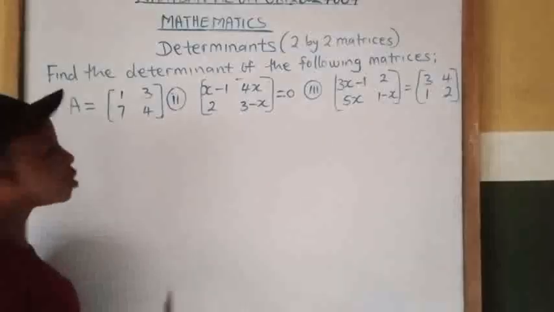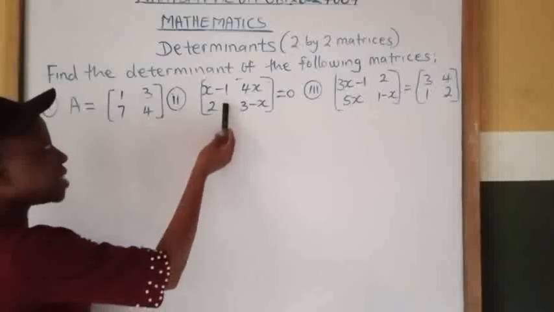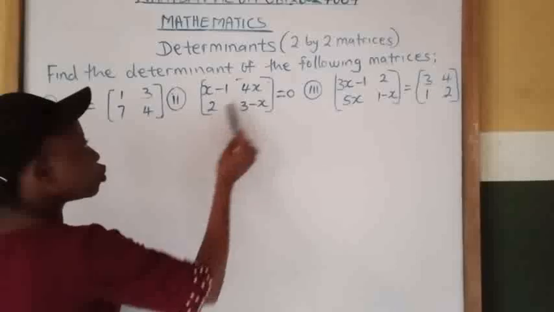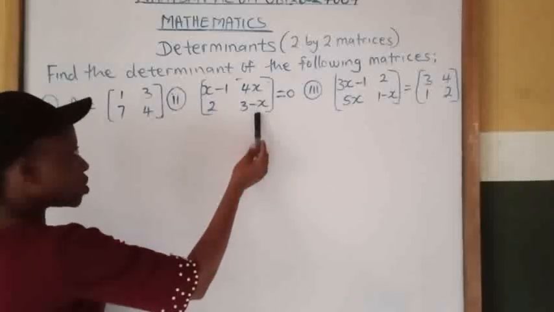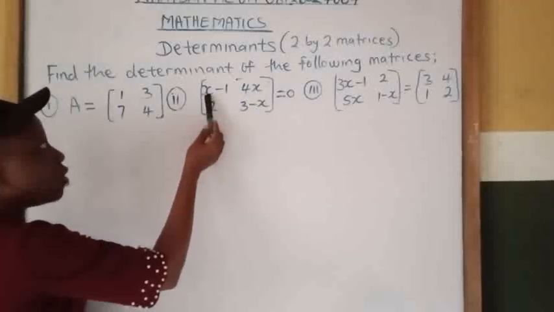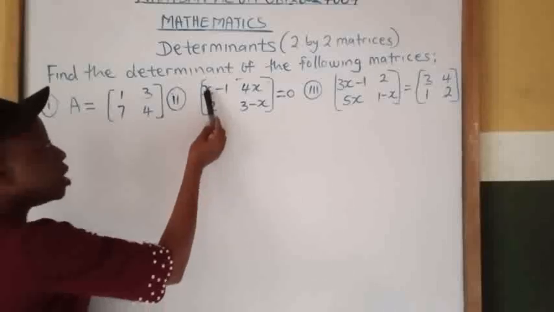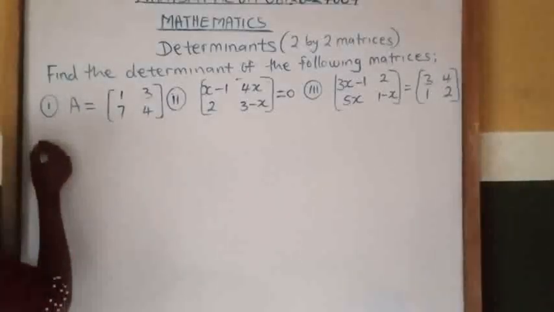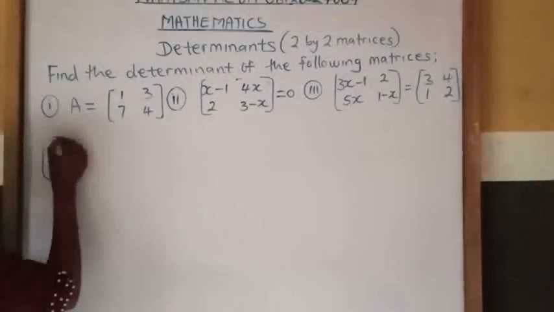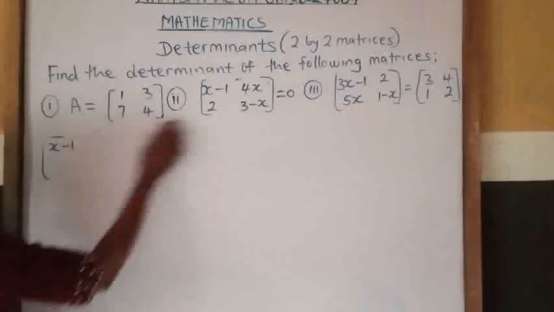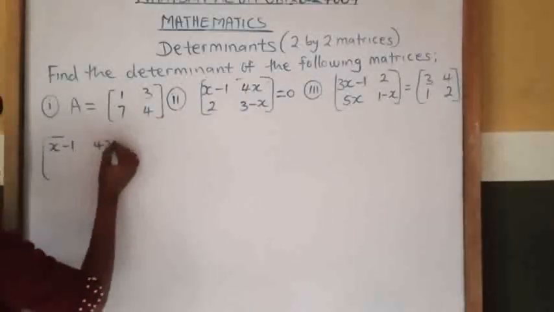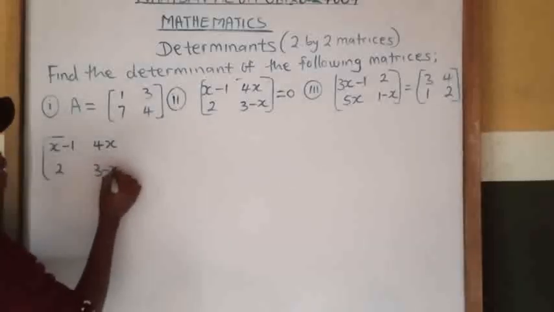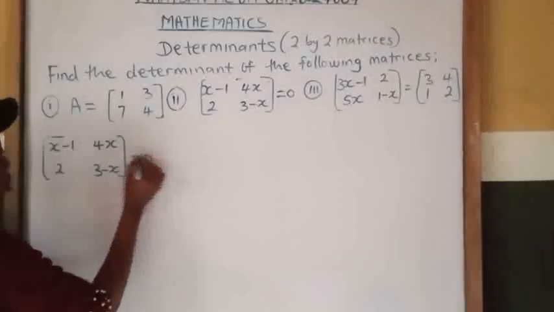So let's move to question 2. It is another example of a 2 by 2 matrix because it consists of two rows and two columns. Here we are going to look for the value of x. x is an unknown value here, so that is why the matrix equals 0. Our matrix consists of x minus 1, the first row, and 4x. Then the second row we have 2 and 3 minus x, equal to 0.